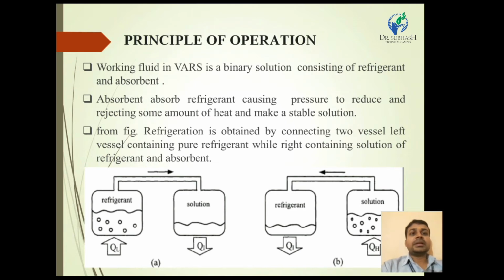We will study the cycle in detail with a diagram. From the figure we show two figures, A and B. The refrigerant is obtained by connecting two vessels, the left vessel containing pure refrigerant while the right contains a solution of refrigerant and absorber. This is the first figure, A, where the refrigerant and absorber are mixed. In figure B the refrigerant is pure, and the absorber is drained out in the second vessel.